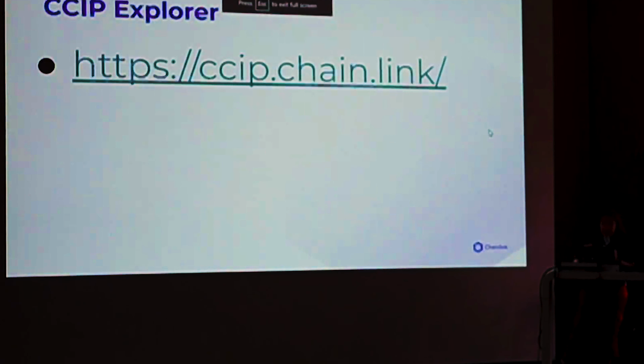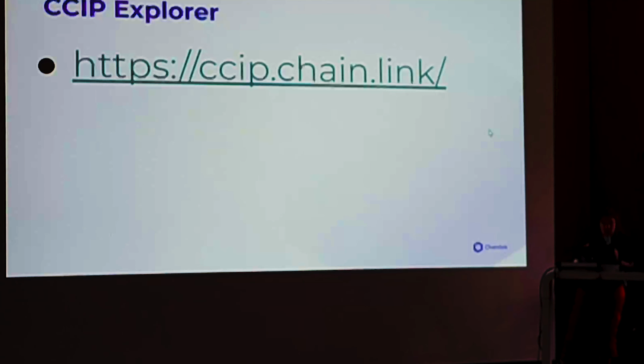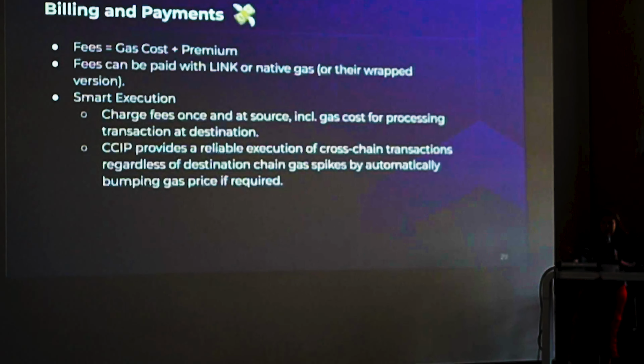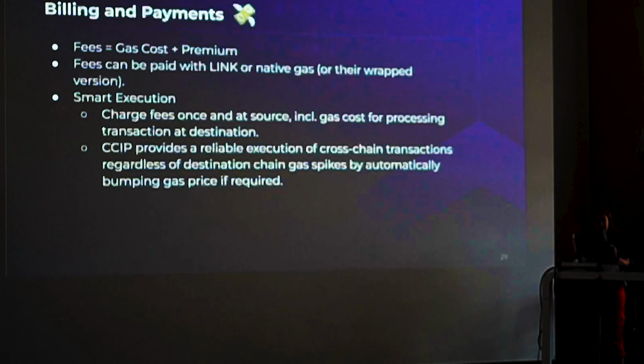And then I am in the CCIP Explorer. You saw that. It's here that I'm seeing what's happening in the blockchain. And I already talked with you about the payments. So what are the fees? The fees are the gas cost in both blockchains, plus some premium that you are paying for the CCIP part. And you can pay the fees using Link or the native gas of that blockchain. And you can see that using the router to calculate the fees for you.